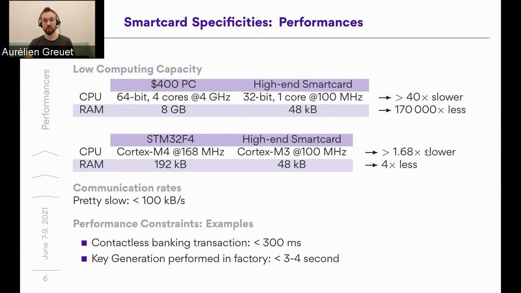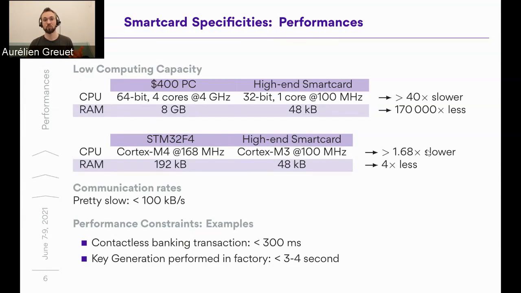Likewise, the communication rates are pretty slow. It's generally less than 100 kilobytes per second. And despite these poor performances, strong constraints may be required on smart card products. So, for example, a contactless banking transaction must be done in less than 300 milliseconds. We can also have constraints on key generations, because for security reasons, the key generation can be required to be done on the card in a secure factory. Hence, because this is in a factory, the slower you are, the more expensive it is, so you have to be as fast as possible.